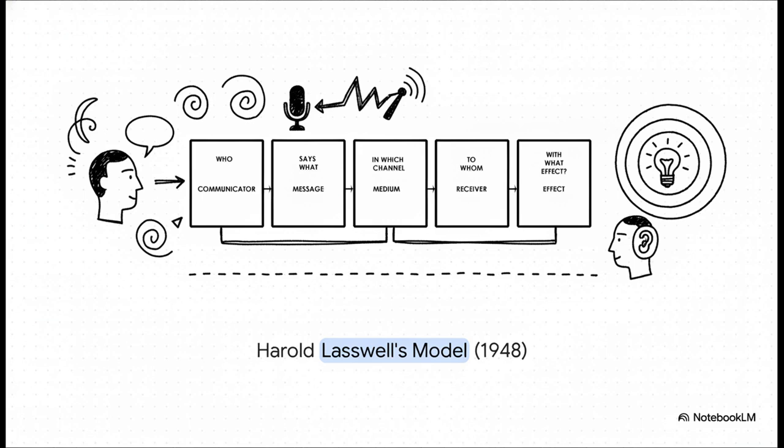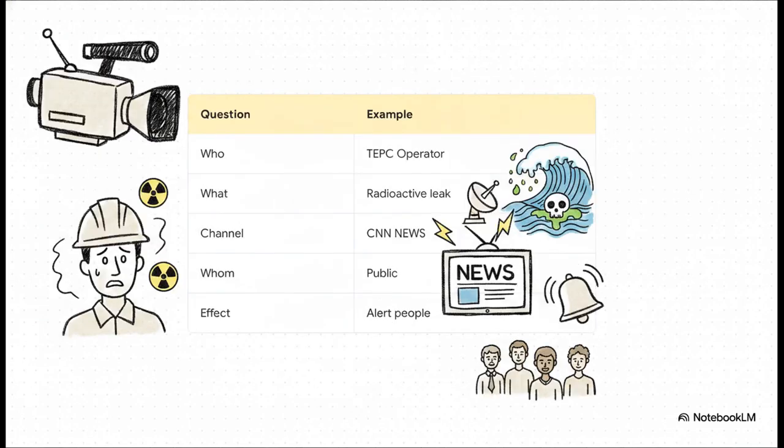He treated communication not just as a random transfer of data, but as a purposeful act designed to achieve a very specific outcome. To really ground this abstract theory, let's look at how perfectly Lasswell's model deconstructs a complex, real-world news broadcast. Take a CNN news report about the Fukushima nuclear leak.